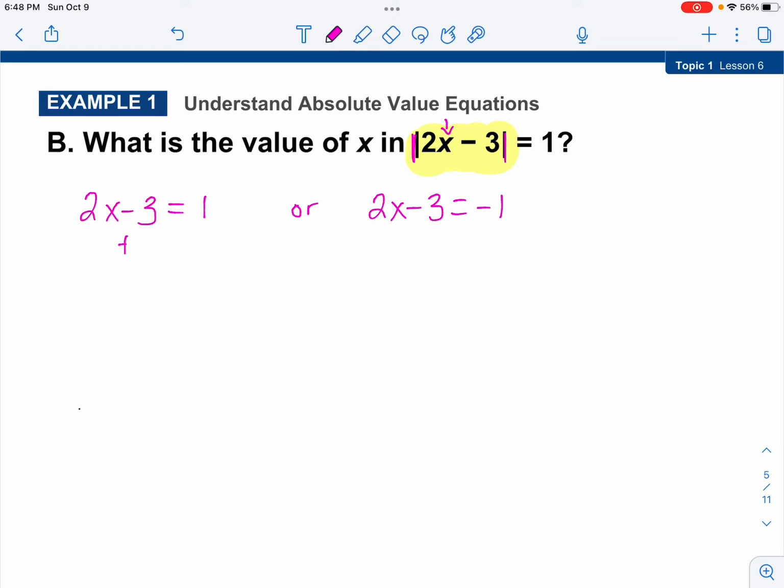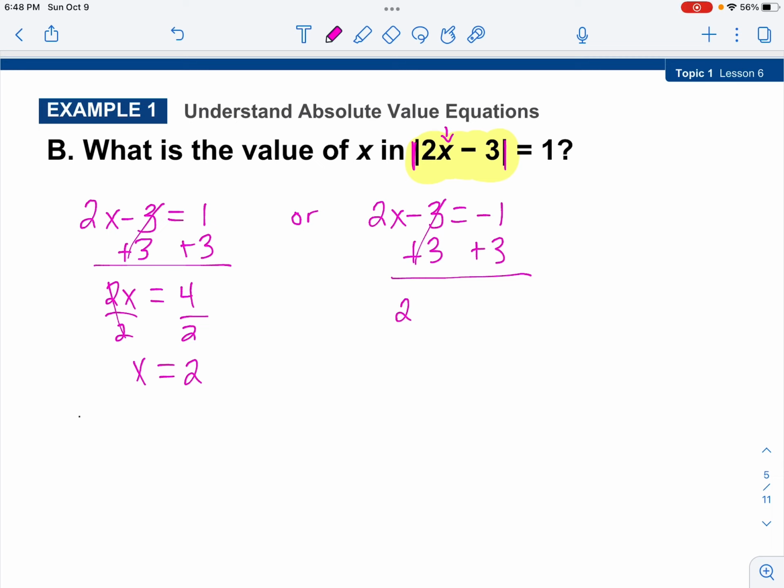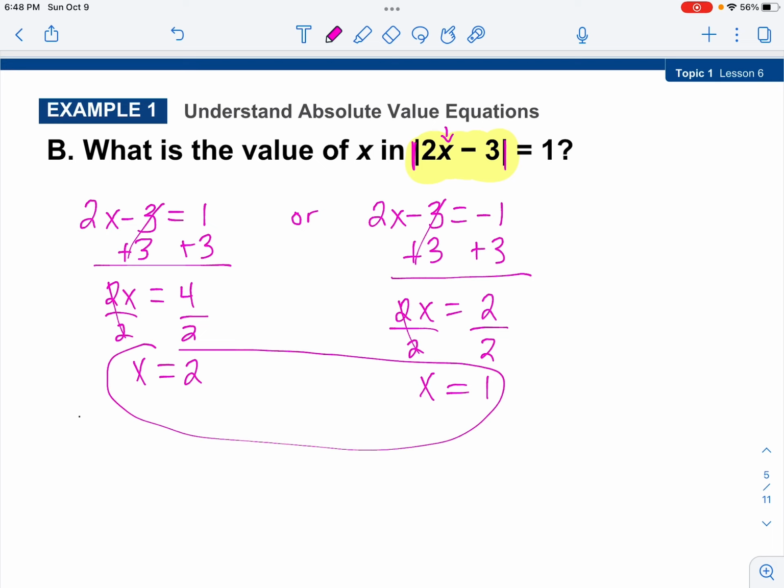So then we solve, adding 3 to both sides of the equation. 2x will equal 4, divide by 2, and x will equal positive 2. Here we're going to add 3 to both sides of the equation. 2x will equal 2. Then we'll divide by 2 on both sides, and x will equal positive 1. So we have our 2 solutions.